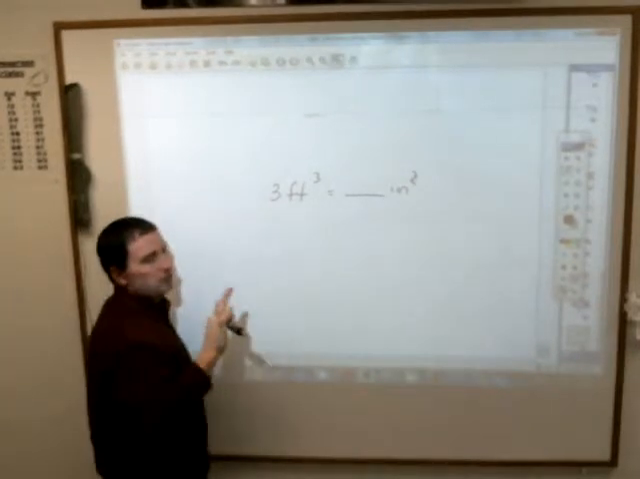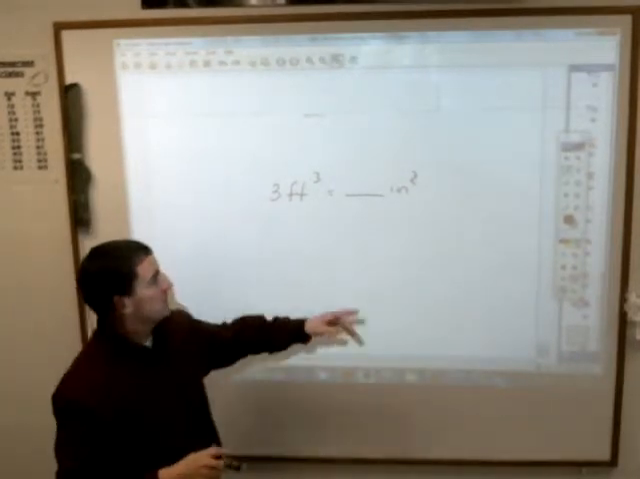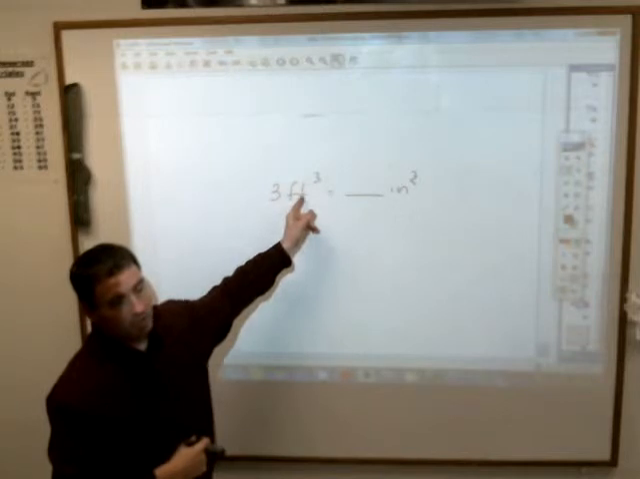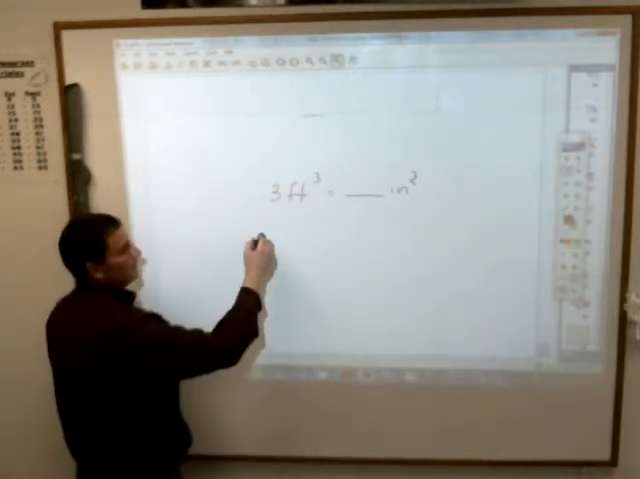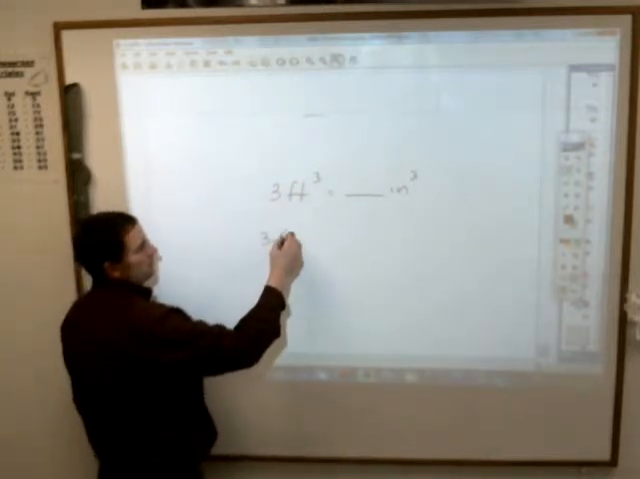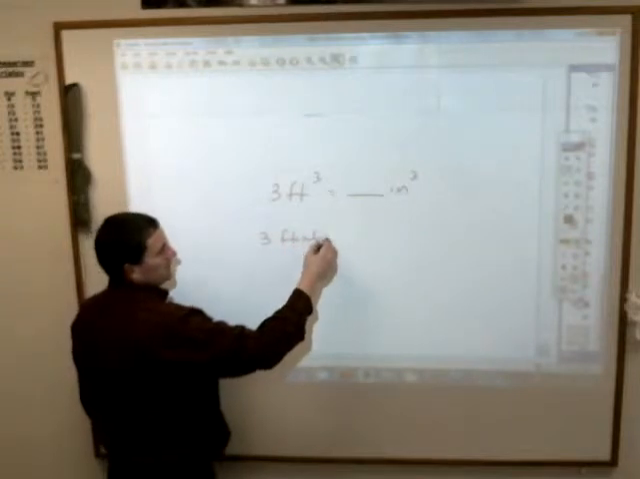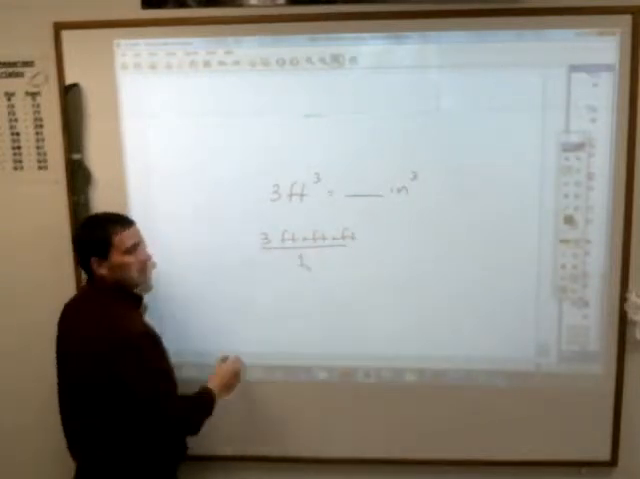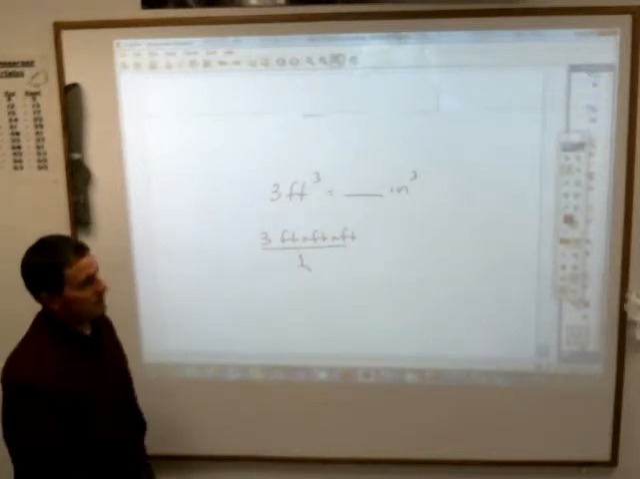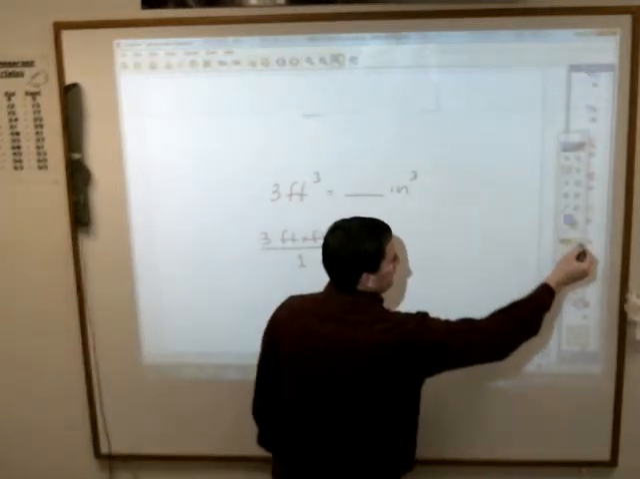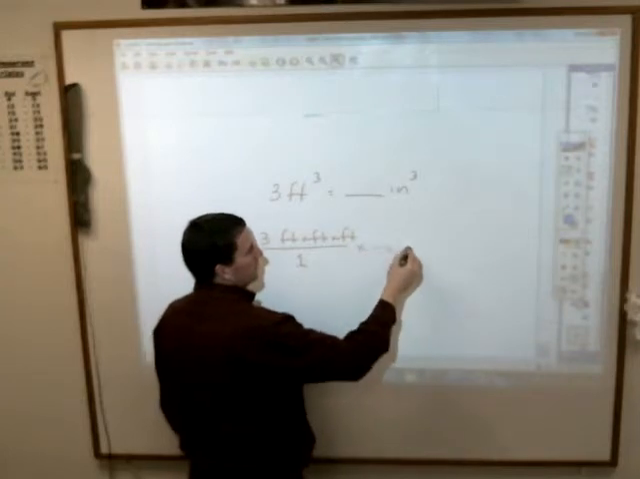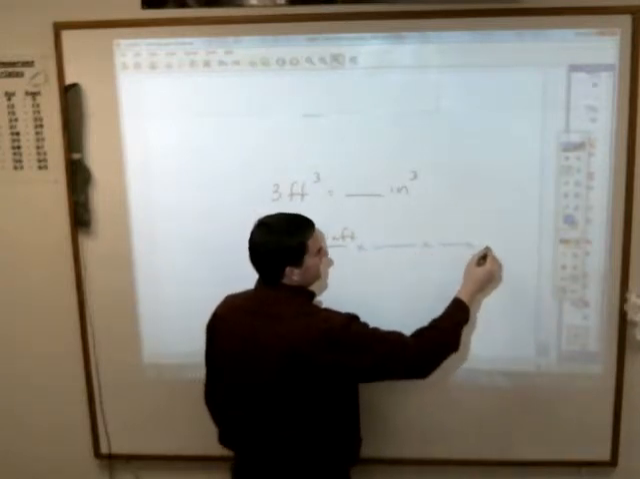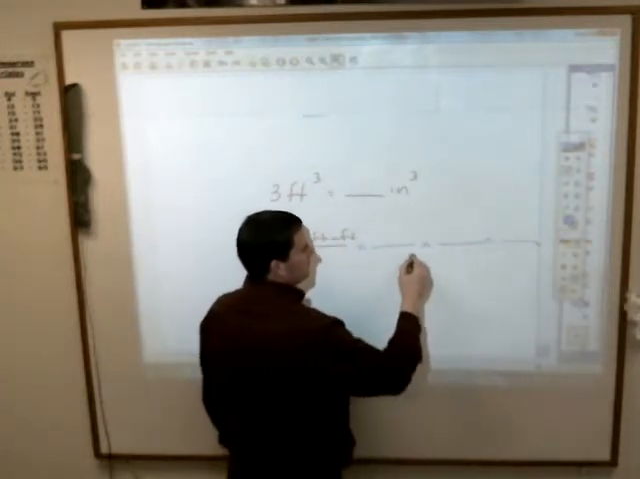The reason why volume has to have 3 unit multipliers is because the label is multiplied by itself 3 times. So when you write this one out, it's 3 feet times feet times feet, because volume is a 3-dimensional measurement: length times width times height. And then when you use your unit multipliers with that, you have to use 3 identical unit multipliers.